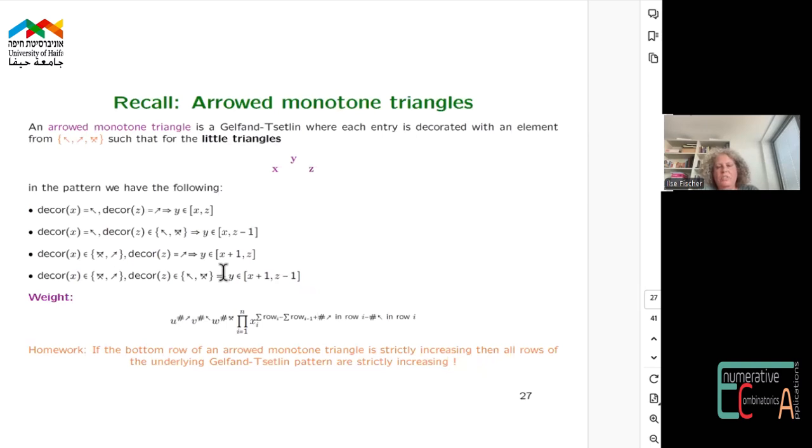And now I have shown you these arrowed monotone triangles before, and here I just repeat the definition. As homework for you, I defined arrowed monotone triangles as decorated Gelfand-Tsetlin patterns, but one can really see that they are not only Gelfand-Tsetlin patterns because of these decorations, which force strict increase. If you require that the bottom row of an arrowed monotone triangle is strictly increasing, then all rows need to be strictly increasing. So actually, if you remove all the arrows from an arrowed monotone triangle, you will get a monotone triangle, a Gelfand-Tsetlin pattern that is strictly increasing.